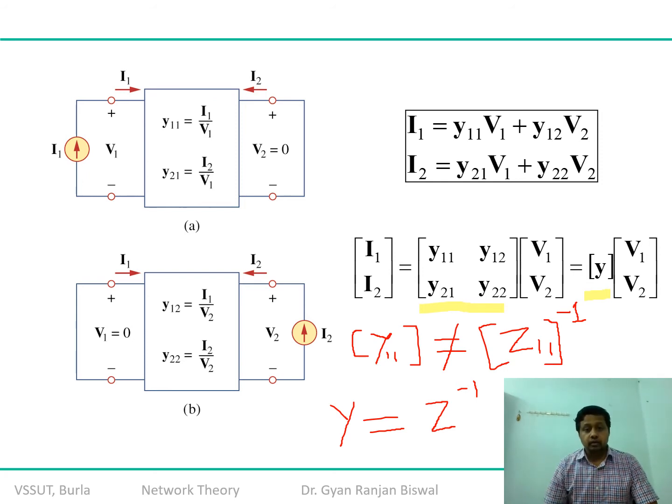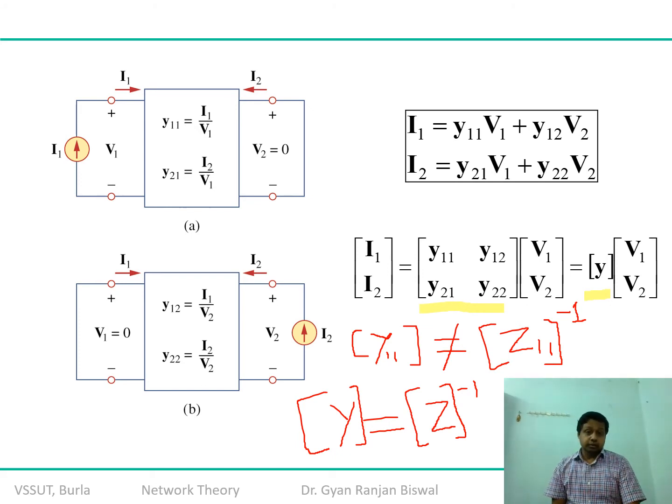So the answer is no, it does not satisfy and it cannot be comparable at all. Because when we talk about overall y or z, that means the admittance of the network. Remember, this y is the indication of the overall admittance of the network, whereas this z is the overall impedance of the network. So obviously overall impedance is the inverse of admittance. There is no debate about it. But there is absolutely no technical logic where you can say that y11 is the inverse of z11.